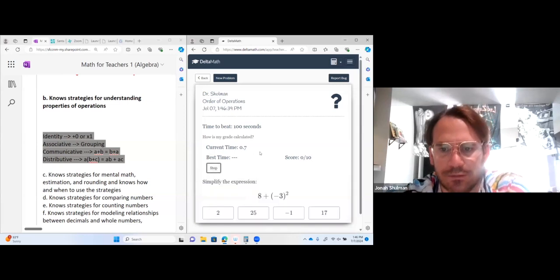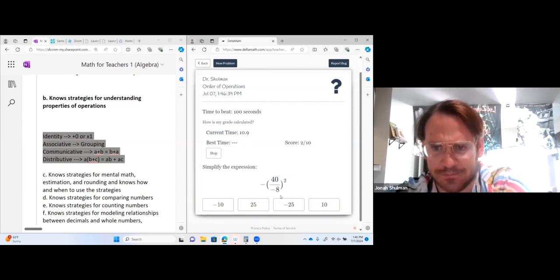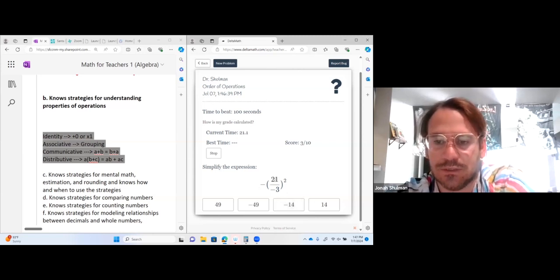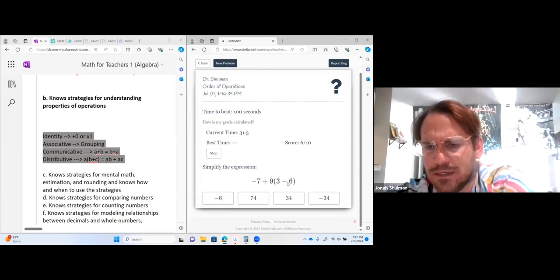Oh, we got a timed one. All right. So simplify the expression. -3 squared, that's 9, so that's 17. 4 minus 6 is -2, so that's +4. 4 divided by -8, that's a -5. -5 squared is +25 with a minus in front. Wow, that was crazy. -7, +49, -49. This is a -6 squared, +36. 3 minus 6 is -3 times 9 is a -63 minus negative.